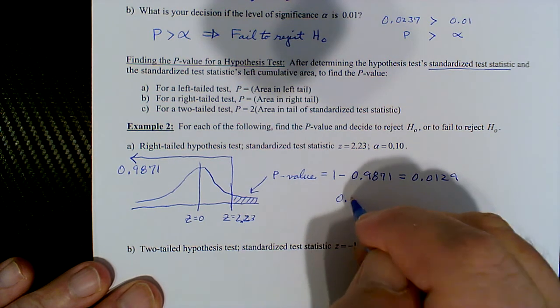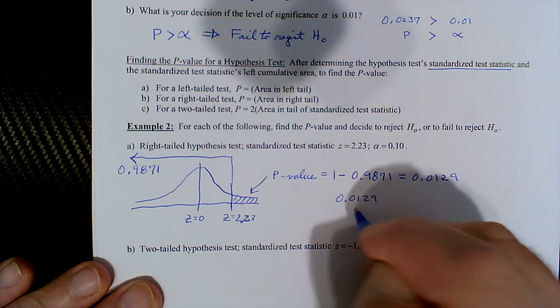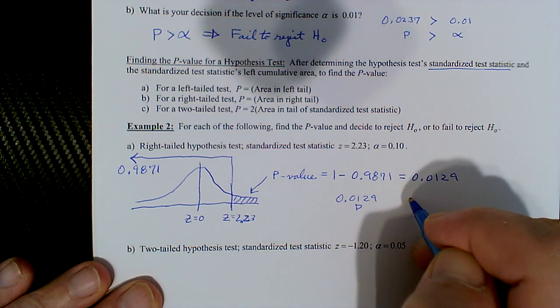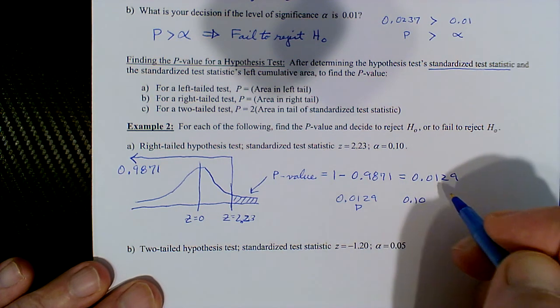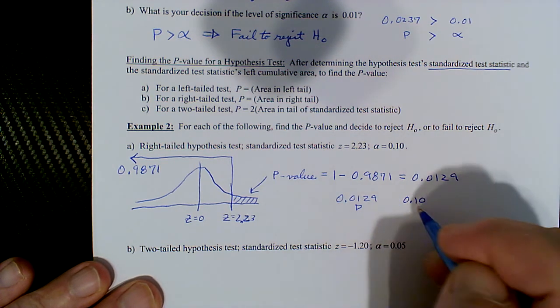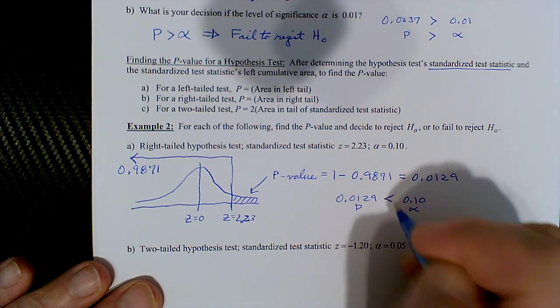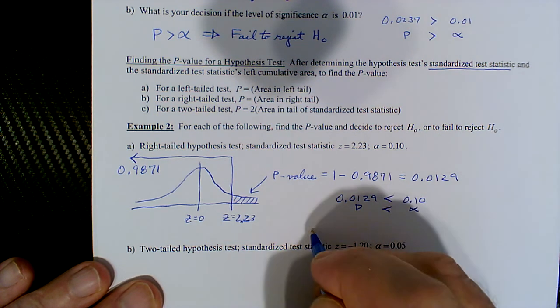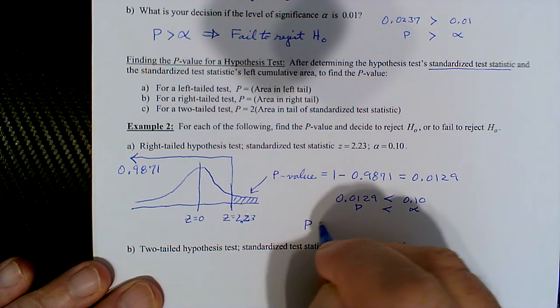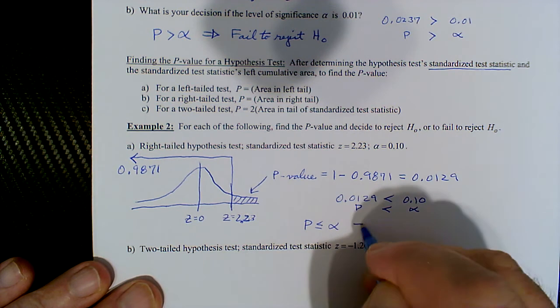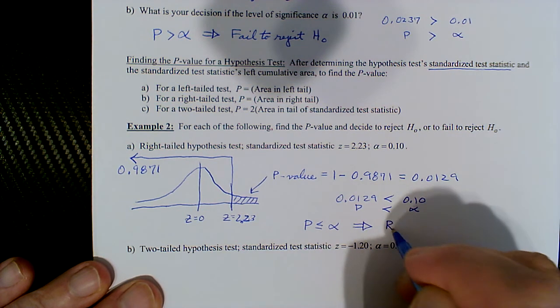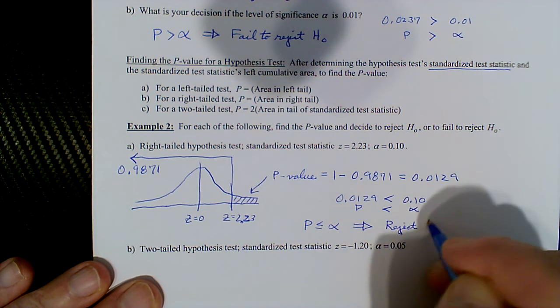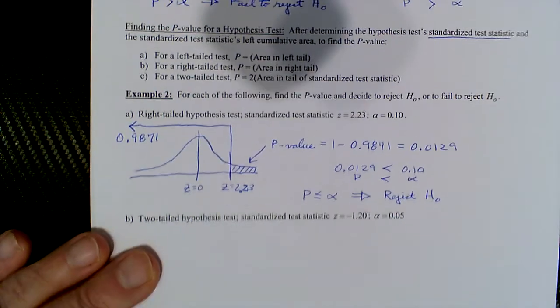If you want to literally show the comparison, there's p, 0.0129, here's alpha, 0.10, and that's p is less than alpha. So since p is less than or equal to alpha, then we reject the null hypothesis H0.